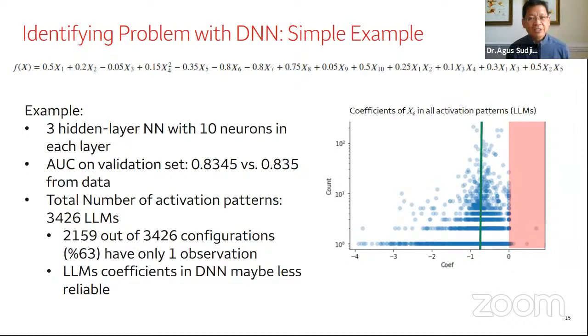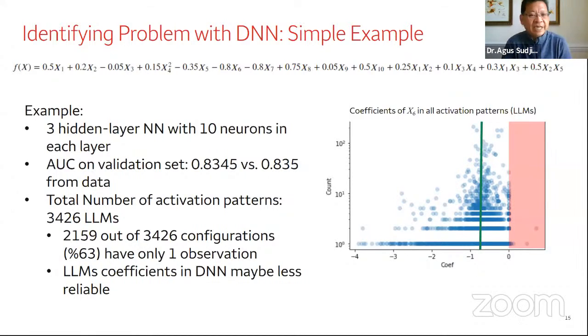Okay. When you extract the local linear models with the methodology that we just talked about before, it turned out with this network and this data set, we have more than 3,400 local linear models, more than 3,400 regression models.